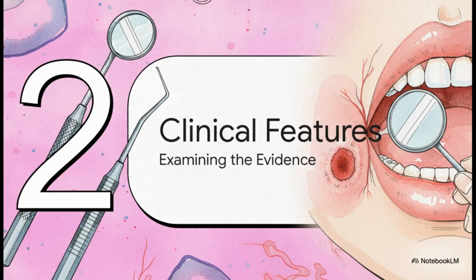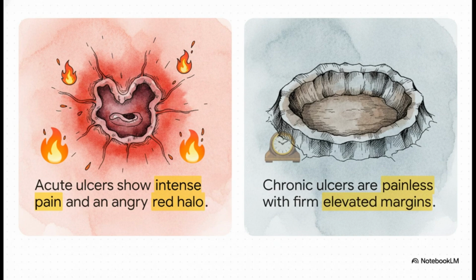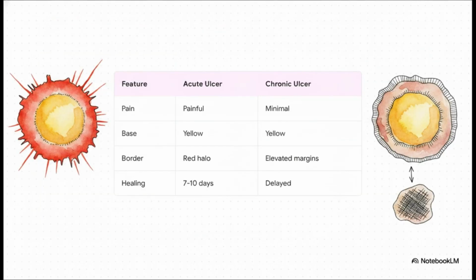Section 2, clinical features, examining the evidence. Now that we know the causes, how does the patient actually present in your chair? What exactly are you looking for when you pull back that cheek? To build that mental diagnostic algorithm we talked about, we absolutely must contrast an acute presentation against a chronic one. Honestly, your entire clinical decision-making process hinges on distinguishing between these two specific states. The contrast here is just stark.